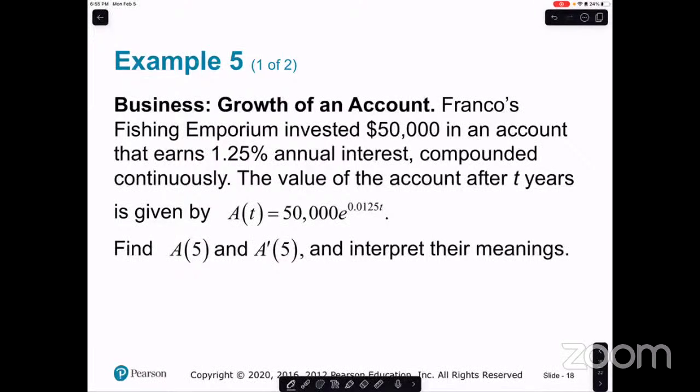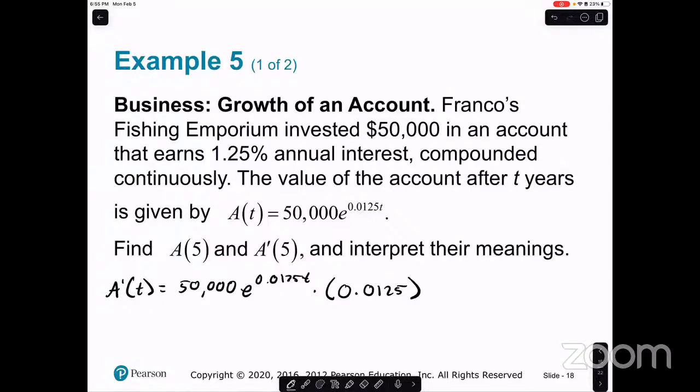A prime of 5, we need to take that derivative. Okay, let's find A prime. So then A prime is going to be 50,000. The derivative of e is itself times the derivative of the power. That derivative is just going to be this number, 0.0125. So then if we want A prime of 5, we plug in 5 for t into this guy.